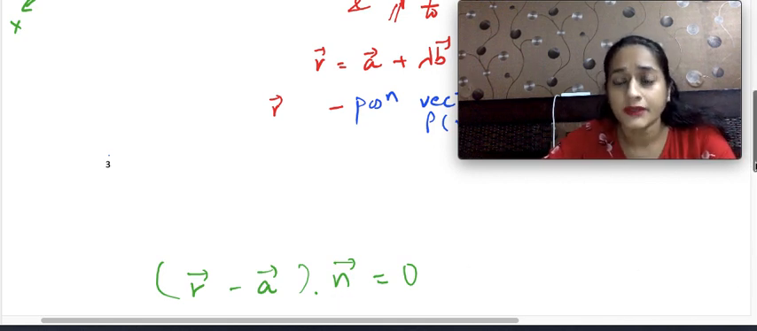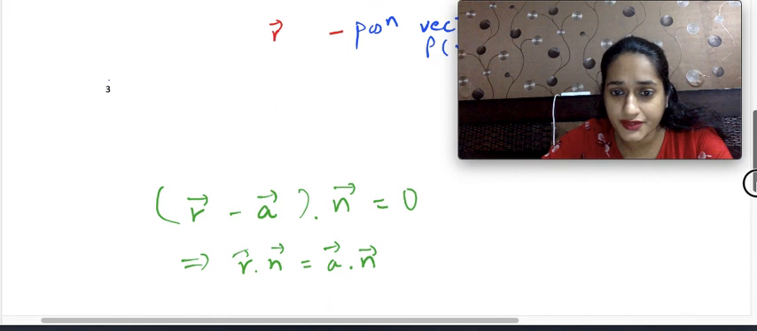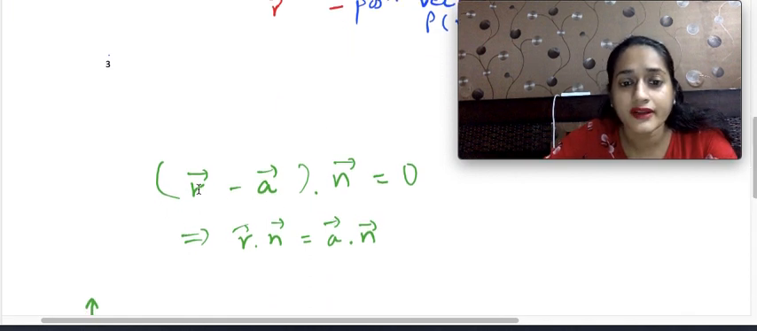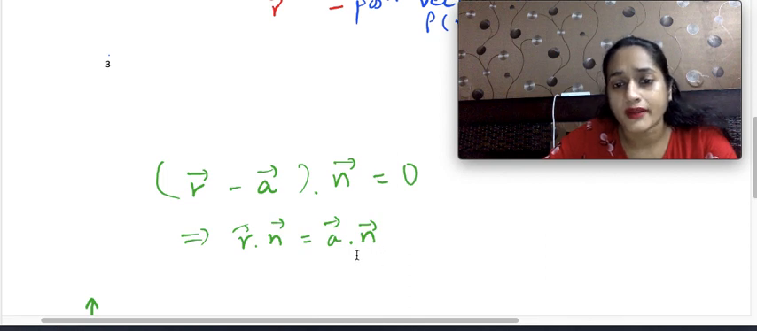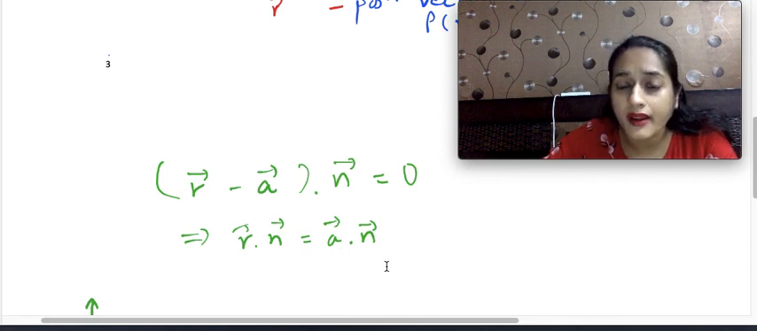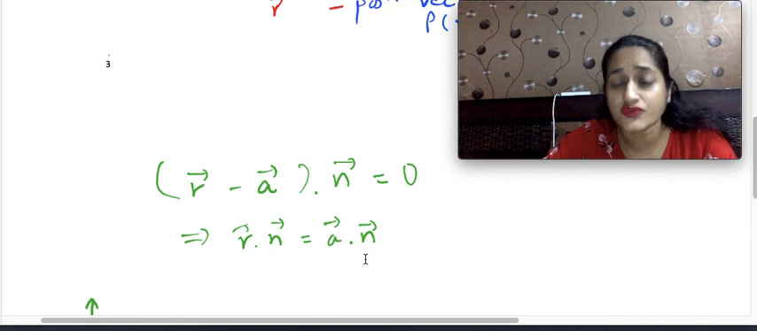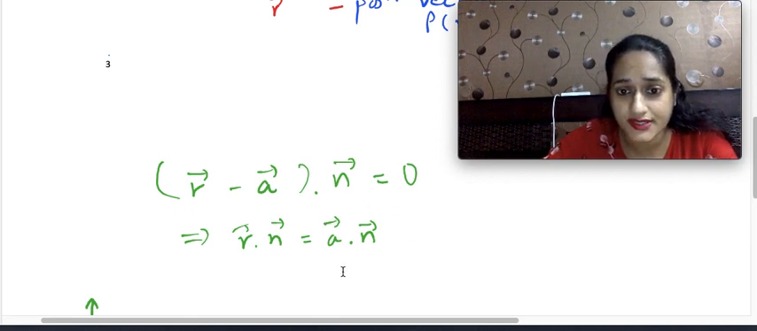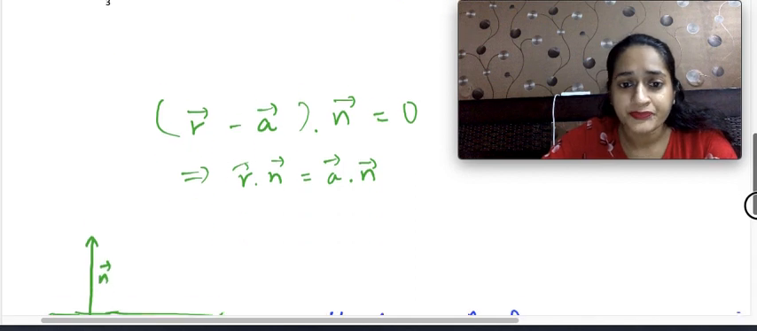Let us have a look at the figure so that it is clear to you. We can even write it as r dot n is equal to a dot n vector. a dot n vector will be a number. The dot product of two vectors is a scalar. So this is going to be some number which at times is represented by d.